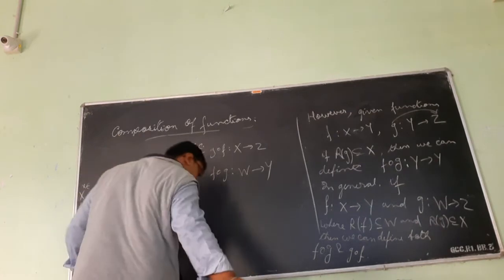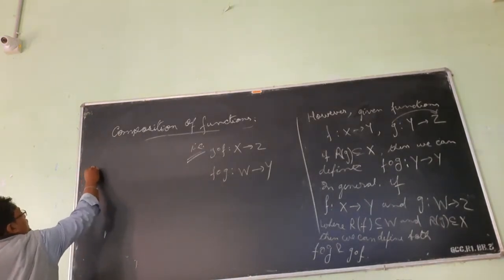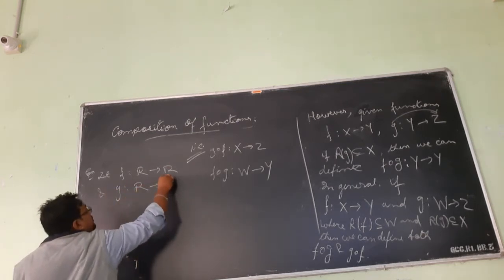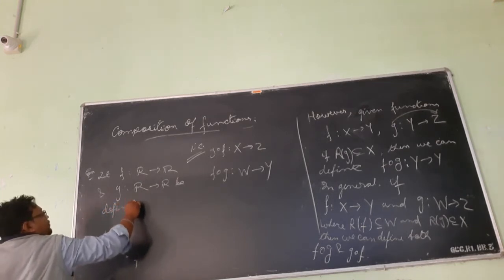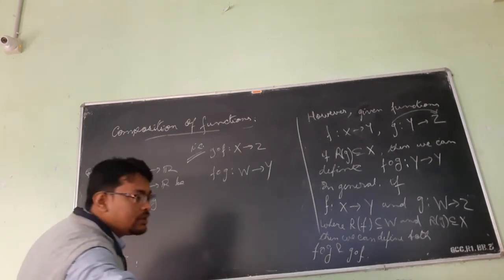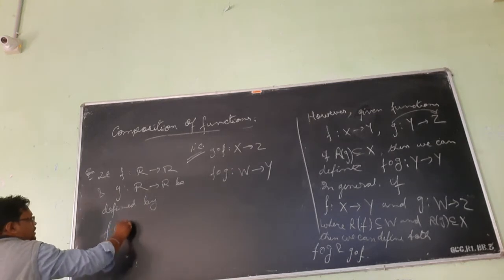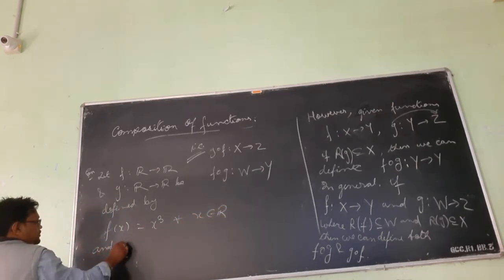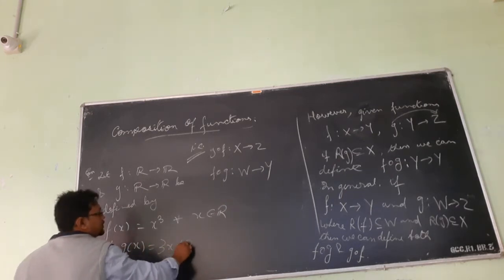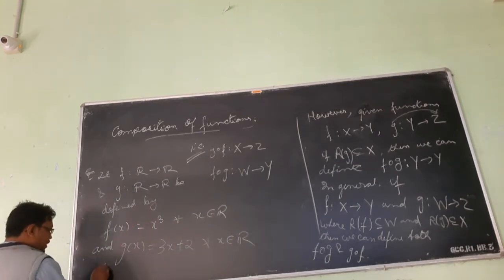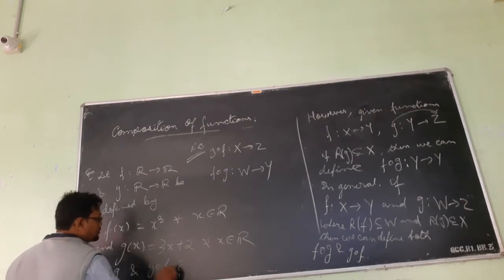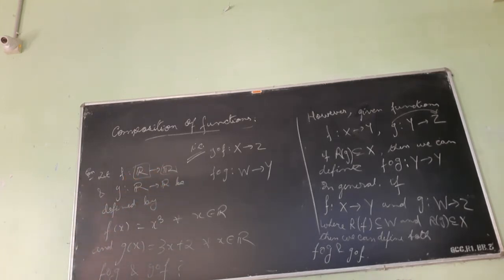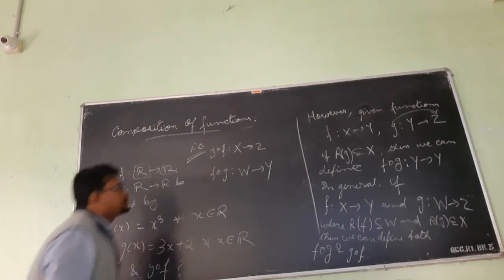Okay, so let us try some examples. This you have also done in theory. Exercise: let f from R to R and g from R to R be defined by f(x) = x cubed for all x in R, and g(x) = 3x + 2 for all x in R. Find f∘g and g∘f. Here the domain and codomain are everything the same, so both will be defined. Try to find out what f∘g and g∘f are.